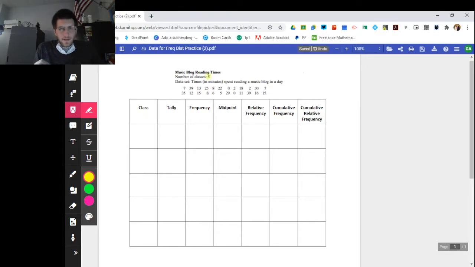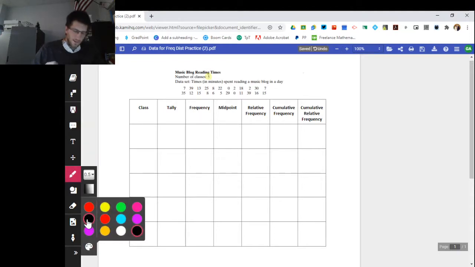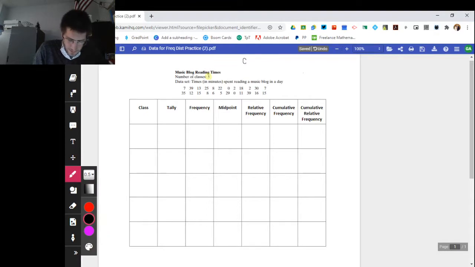In this case, they're telling us, okay, use 5 classes, which is a fairly small data set, so 5 classes makes sense. The next thing we need to do is find our class width. So class width is the range divided by the number of classes. So the range, just the max minus the min, right? Biggest number minus smallest number, divided by the number of classes, which we said the number of classes is 5.